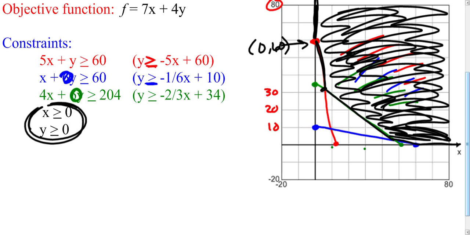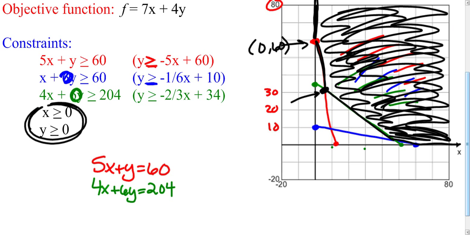Here's another corner point. This corner point, you can see, is where the red and the green line intersect. So the red line is 5x plus y. I'm just going to pretend it has an equal sign in it right now. And the green line is 4x plus 6y equals 204.